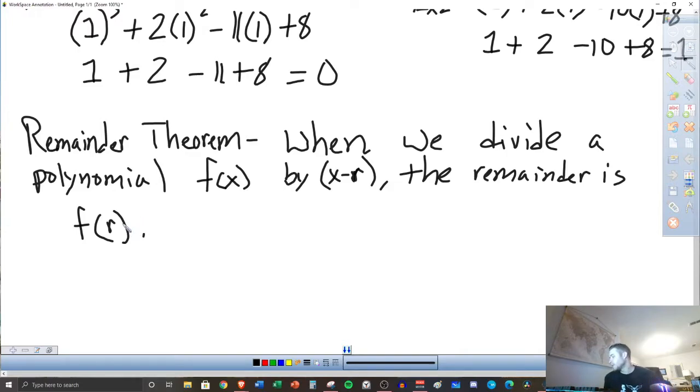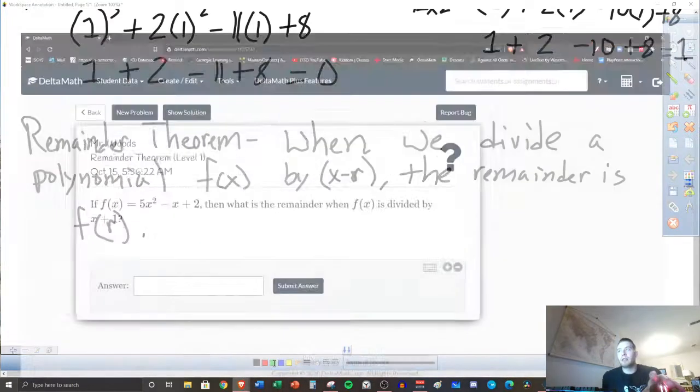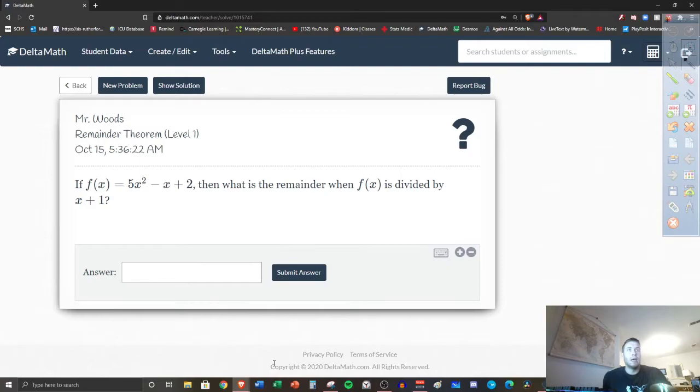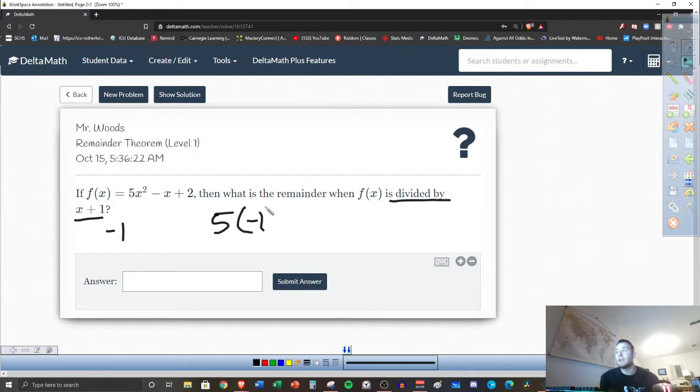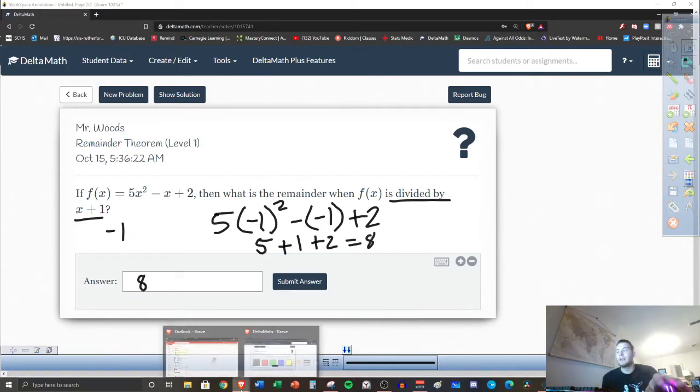Okay? All right. So let's look at some examples of how you would work a problem like this. I have Delta Math up here, and this is the section that says remainder theorem. What we're going to do is exactly what we just did. We know that we're dividing by x plus 1. What's the 0 of that? Well, it's negative 1. So all I need to do is plug in a negative 1 into the x values. So negative 1 squared is 1, so we get 5 here, plus 1, plus 2, that's 8. So 8 goes into my answer here.